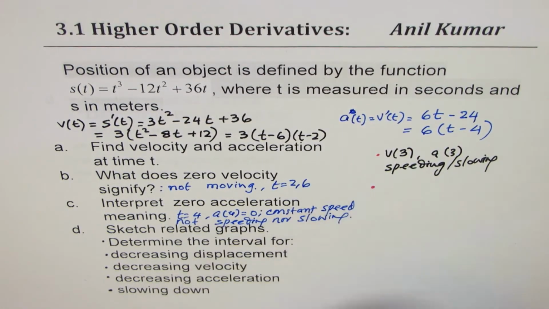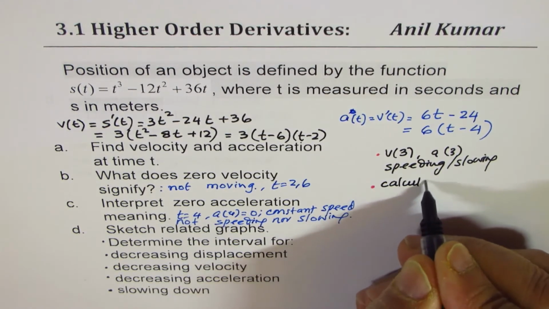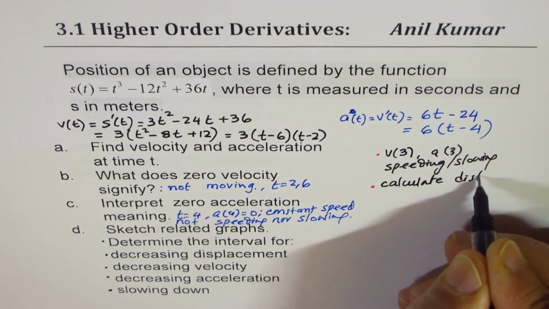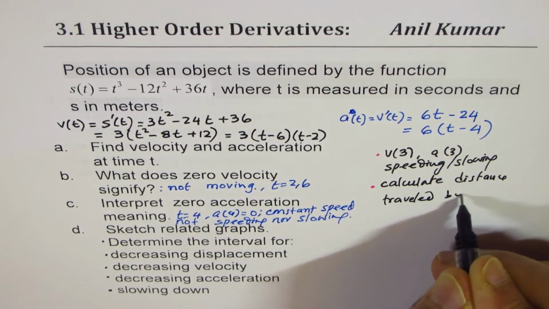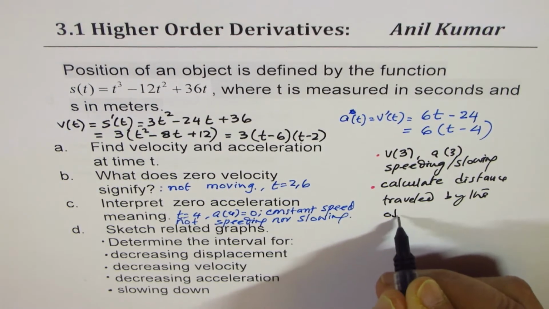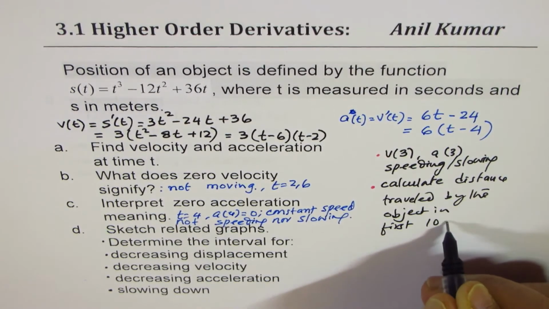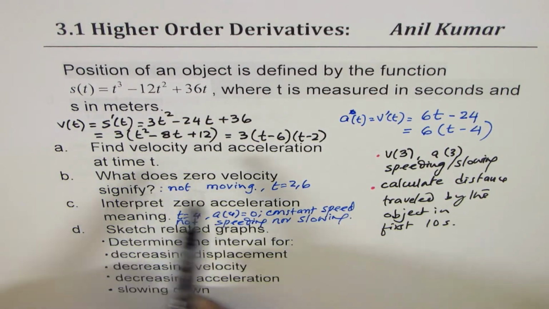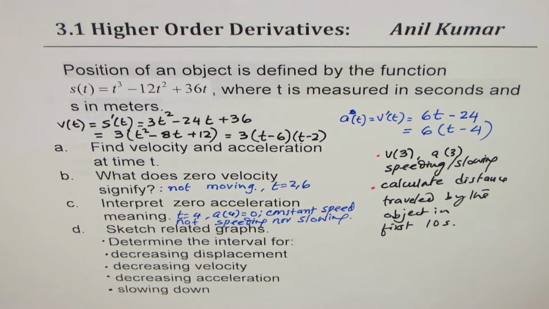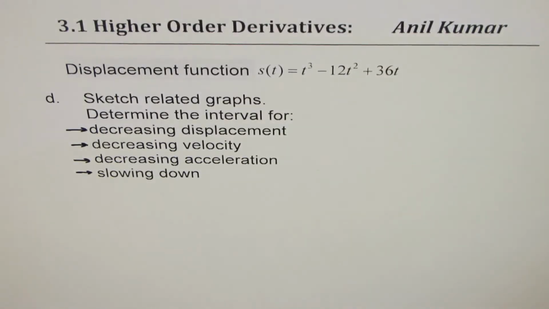I'll add few more questions here for you to do, and that is calculate distance traveled by the object in first 10 seconds, right? So that becomes a very critical question which you can try answering from the given information, right? So now let's move on to the part where we'll discuss how to sketch the graph, right?